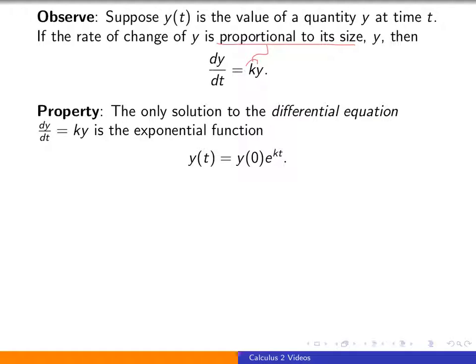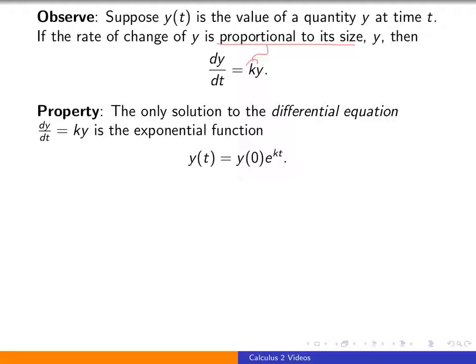Now it turns out that this dy dt equals ky is something that we call a differential equation because it's an equation involving derivatives, but really it's the topic of an entire semester course that one would take after Calculus 3. And for this case, the only solution is going to be an exponential function of the given form here, where we think of y of 0 as being the initial amount. That could be population or size of a sample.